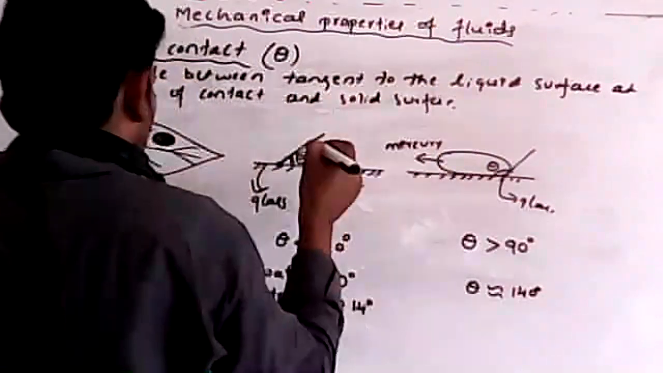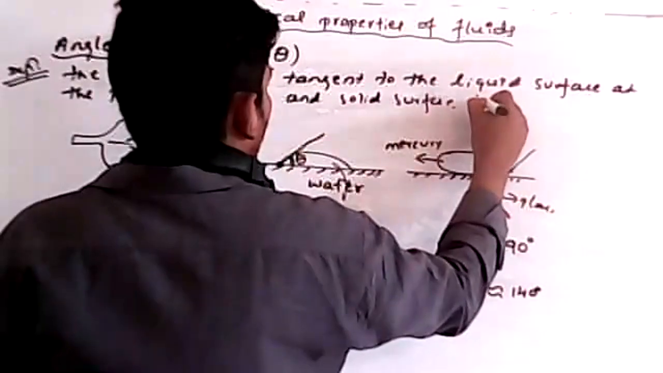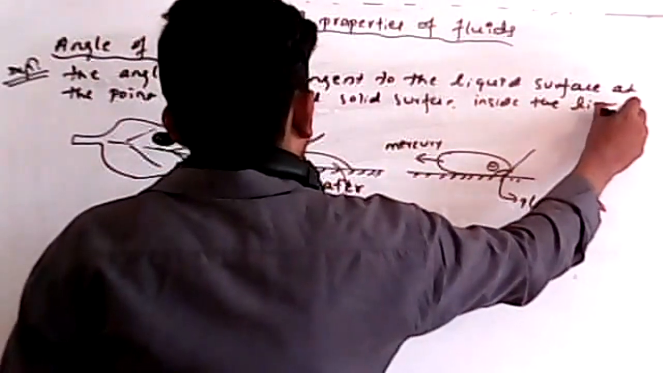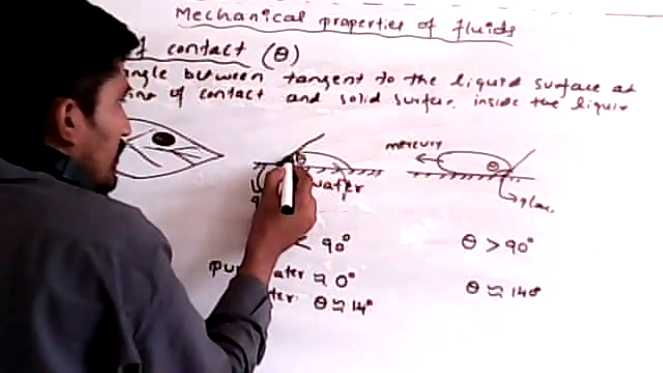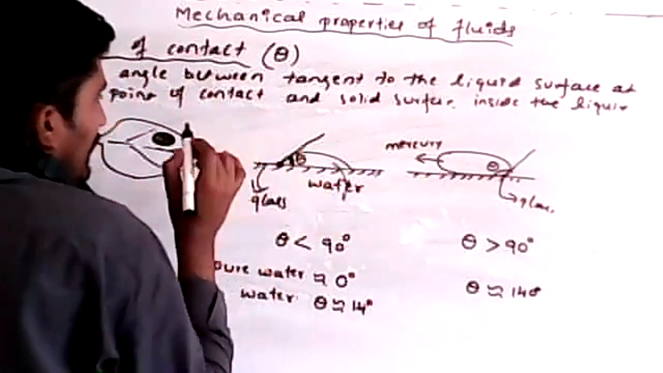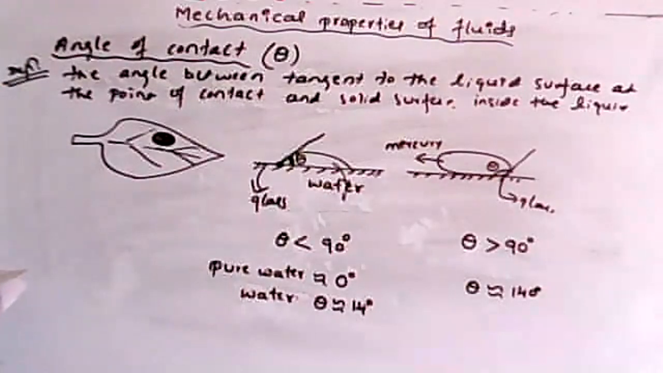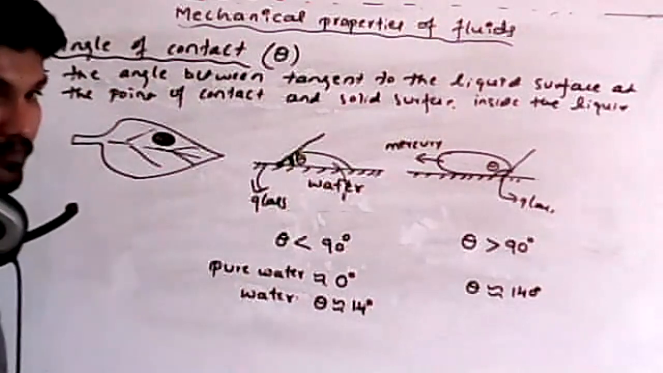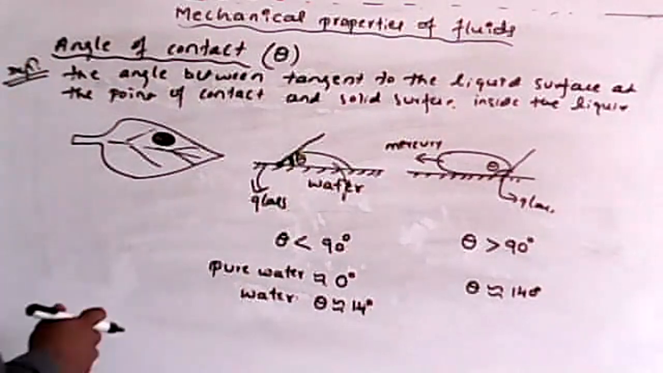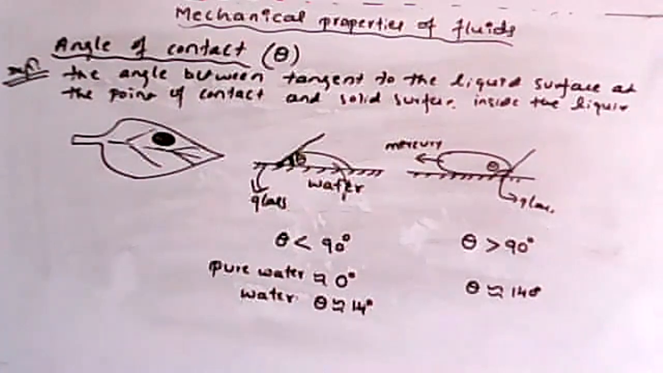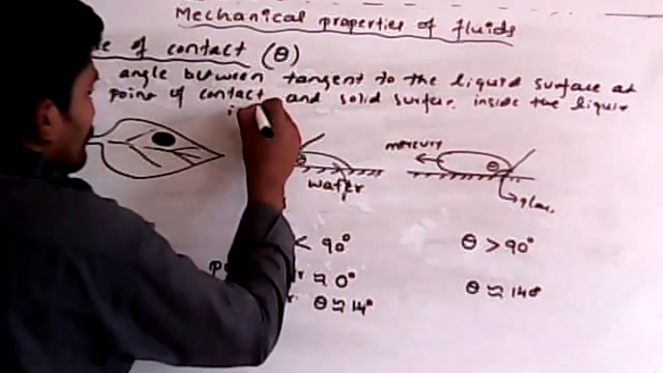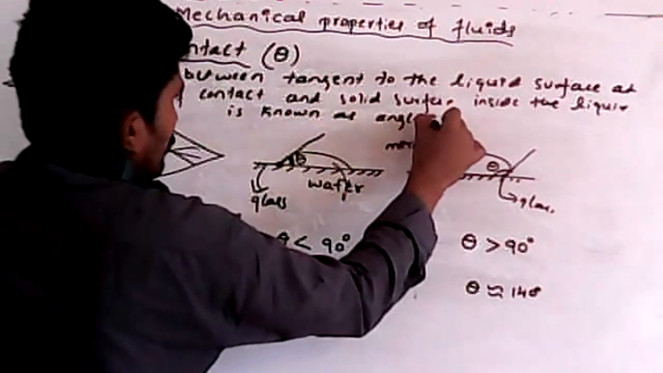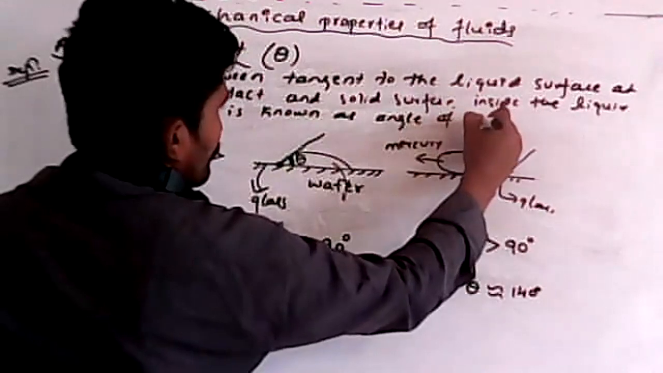here solid surface means glass, inside the liquid, this angle itself is called the angle of contact, students. Remember, this is called the angle of contact. I hope you understood. This is the definition for the angle of contact. You can draw this diagram also.